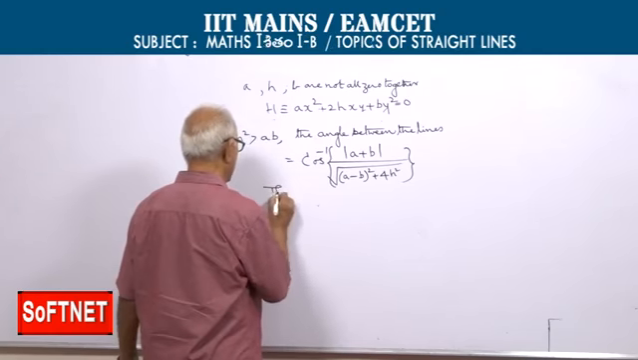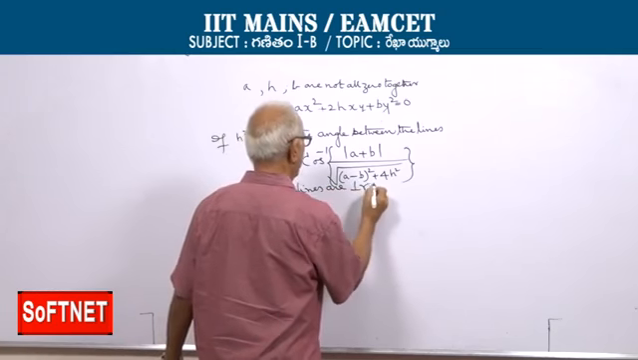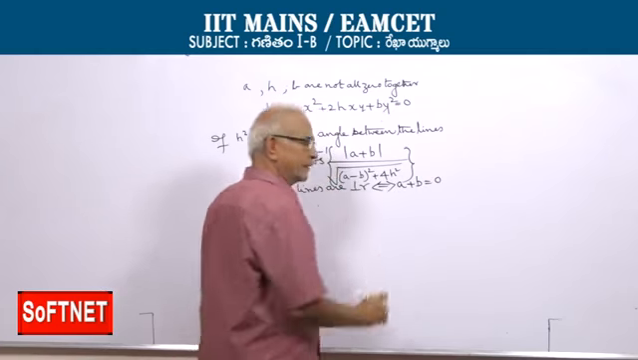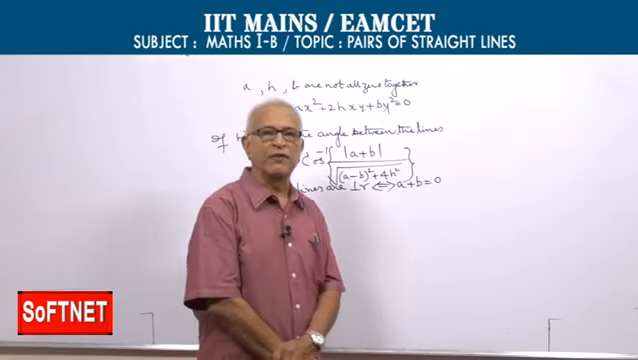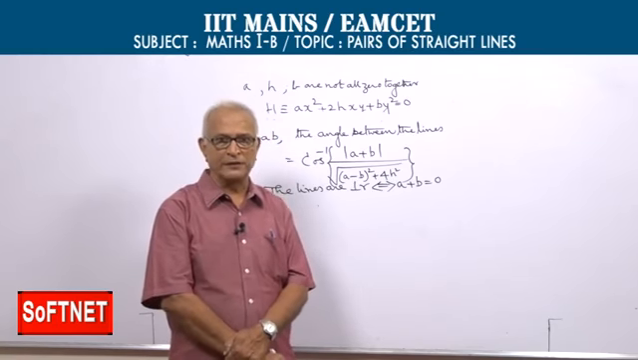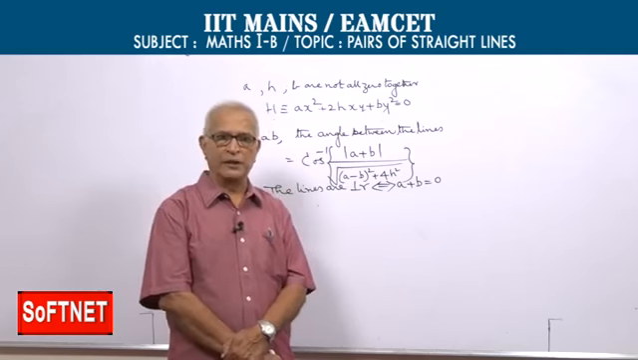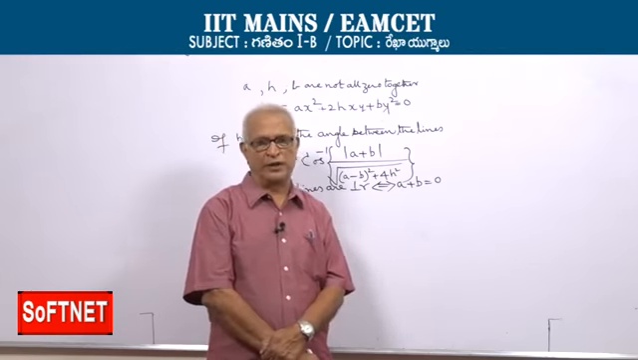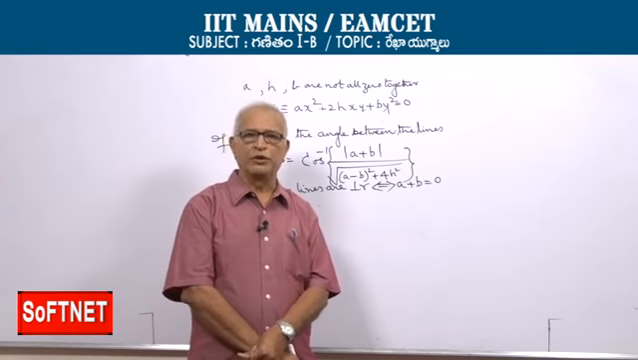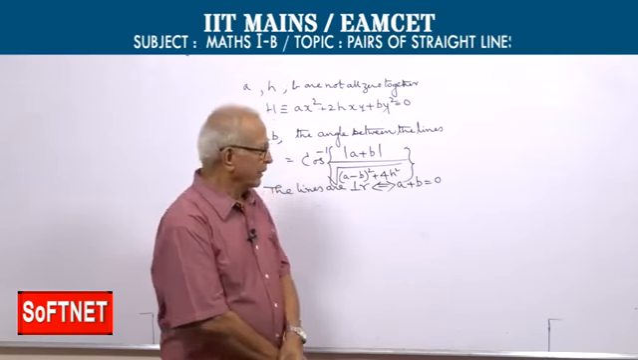The lines are perpendicular if and only if a plus b equal to 0. Very important condition. That means sum of the coefficients of x square and y square in the equation h equal to 0 must be equal to 0. So the two lines represented by the homogeneous equation h equal to 0 are perpendicular if and only if the sum of the coefficients of x square and y square is 0. x square y square గుణకాల మొత్తం 0 అయినప్పుడు మాత్రమే ఈ h equal to 0 సూచించేటటువంటి రెండు రేఖలు కూడా లంబంగా ఉంటాయనేది మనకు స్పష్టం.